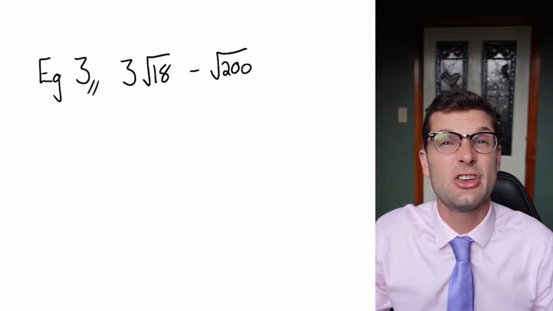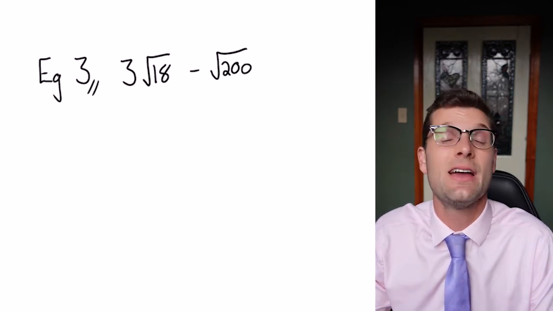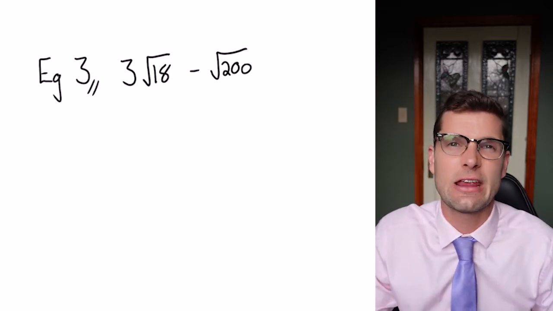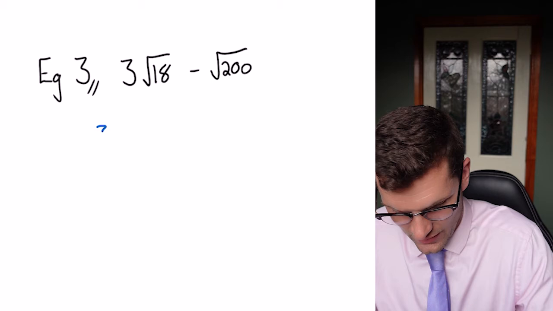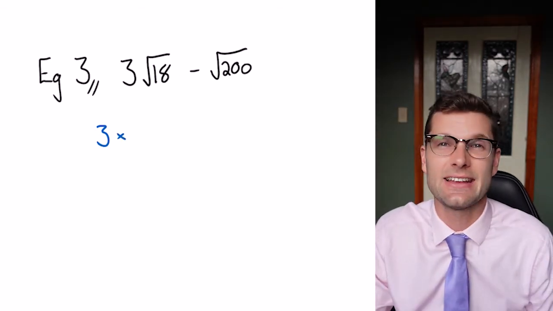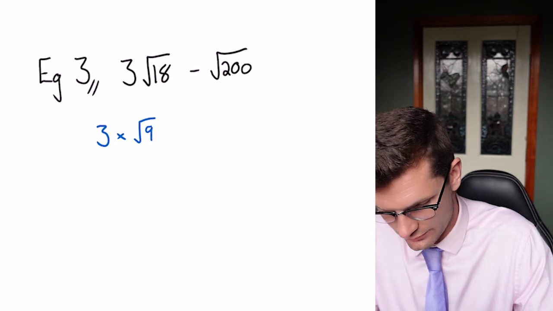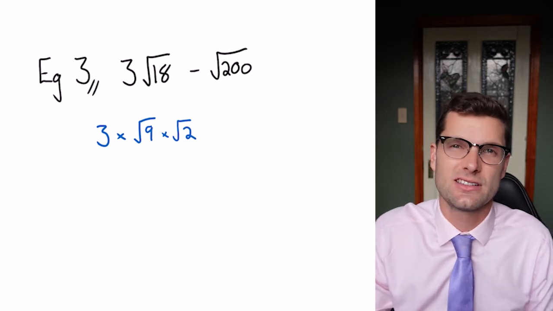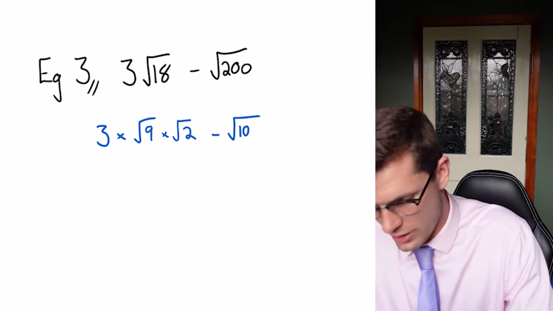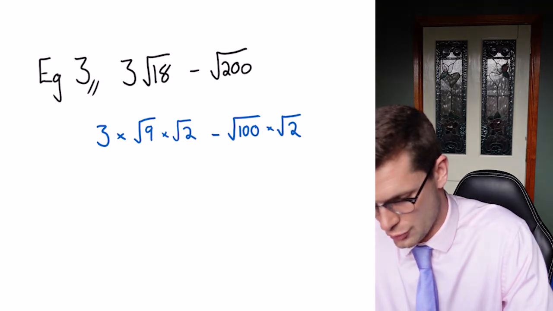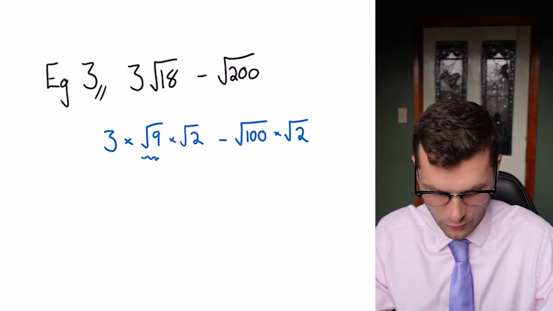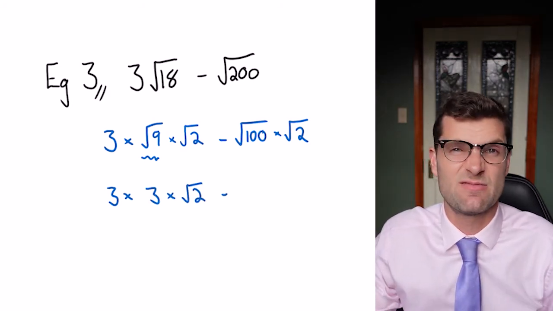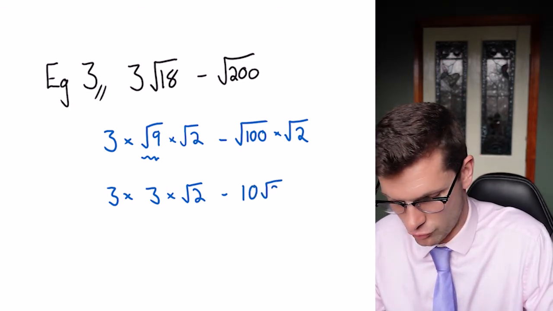So in this final example, you're going to have to simplify 2 surds at the same time in order to try and find some like terms that we can add and subtract. So 3 root 18 we're going to start with. That's 3 times, and 18 has a factor of 9 and 2. So root 9 times root 2. And then minus root 200. 100 is a square number, so I'm going to have minus root 100 times root 2. So in this example, root 9 there is equal to 3, so I can write this as 3 times root 2. So root 100 is 10, so I've got minus 10 root 2.